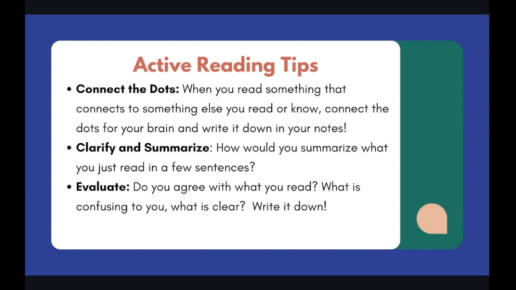Evaluate. Do you agree with what you read? Sometimes you're reading articles that give opinions, right? Or they are trying to make an argument. Do you agree with it? What was confusing to you? What was clear to you? Write everything down. This is that active piece where you are actively engaging with the text.